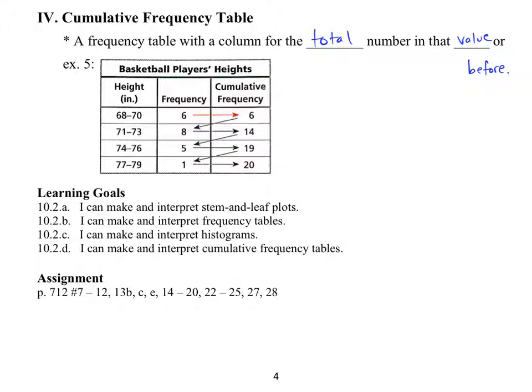So in other words, if you're looking at basketball players' heights, we're going to say there's 6 people that are between 68 and 70. So cumulative would be 6. If there's an additional 8 people that are 71 to 73, what they do is they add the 6 and the 8 together to get the 14. So the 14 tells us there's 14 people that are up to 73 inches. Fair enough? If 5 more people have a height between 74 and 76, then you add all 3 of these together to get the total that have 76 inches of height or less. Fair enough?